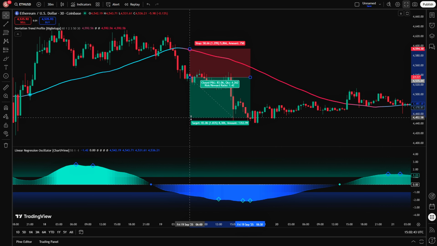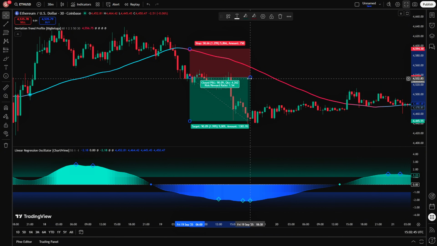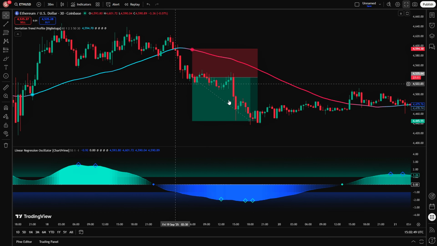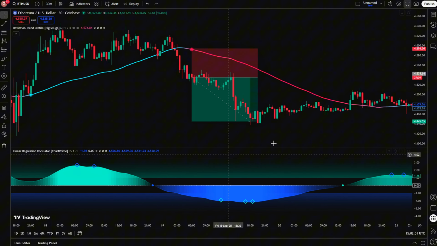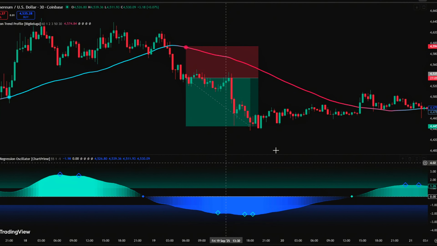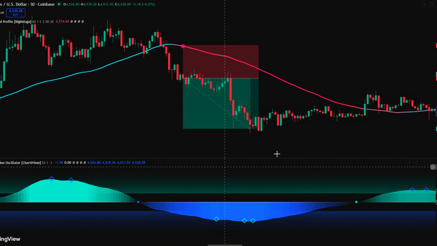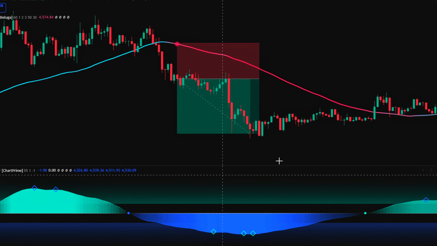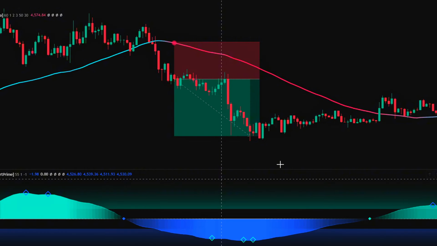Take profit. Set your target using a 1 to 1.5 risk to reward ratio. For every unit of risk, aim for 1.5 units of reward. For example, if your stop is 20 pips, your target should be 30 pips. Maintaining this ratio helps ensure long-term profitability, even if not every trade wins.